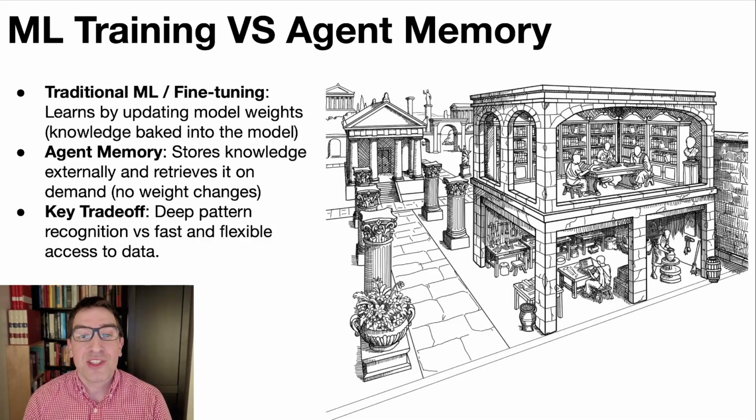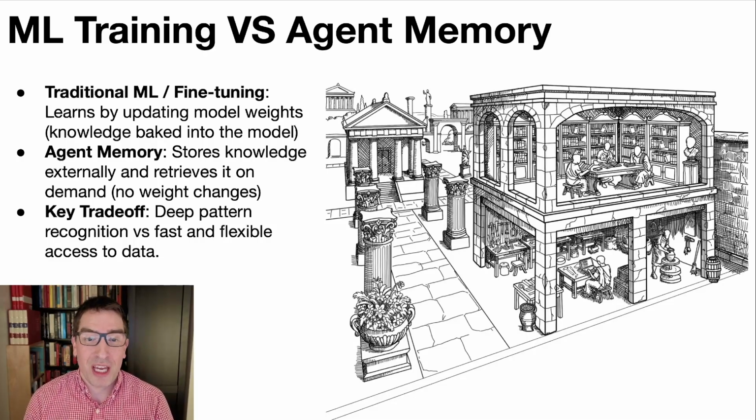One of the distinctions I make is machine learning training versus agent memory. A traditional ML is kind of like the left side of that image, this still frozen garden. Traditional machine learning has a lot to do with updating weights, but they become very static. They're great at finding deep patterns, but ultimately the knowledge is very baked into the model.